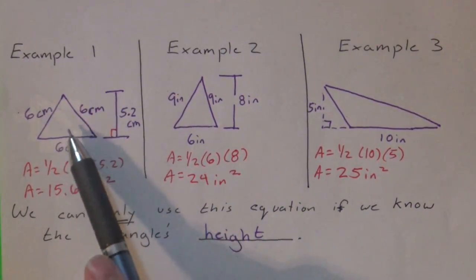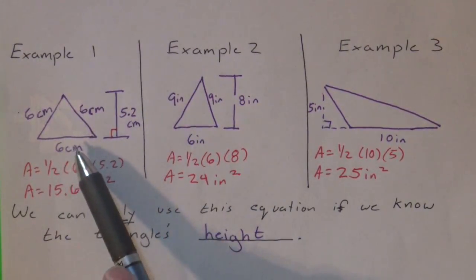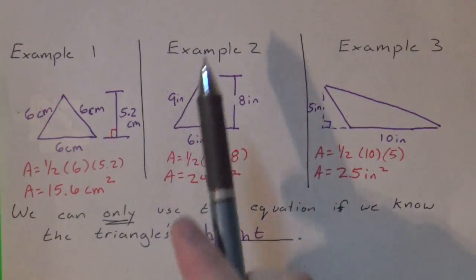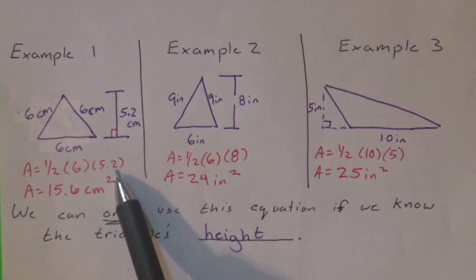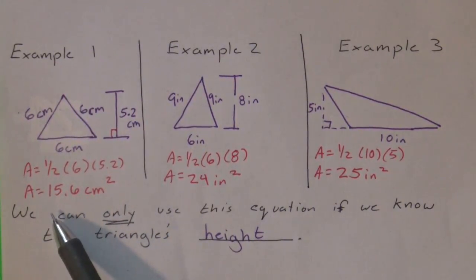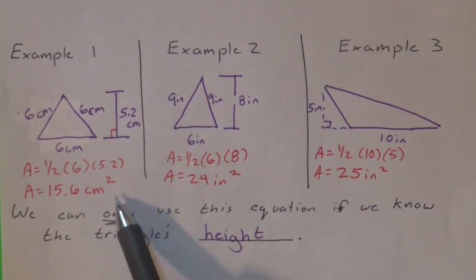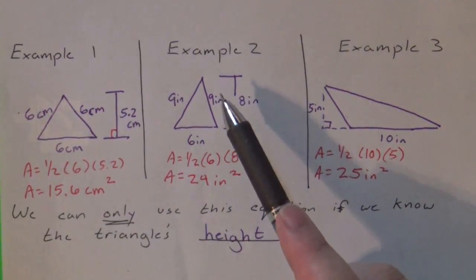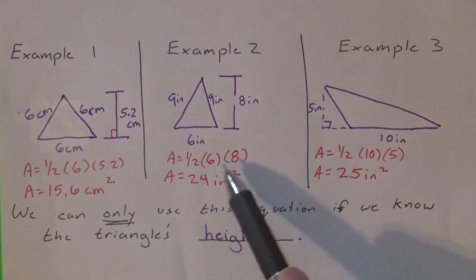We have an equilateral triangle with a height of about 5.2. Since we know the height and we know the base, we can use area equals 1/2 base times height by saying 1/2 times 6 times 5.2. Throw that all in the calculator, and we rounded to the nearest tenth in this particular problem, and we get 15.6 centimeters squared.